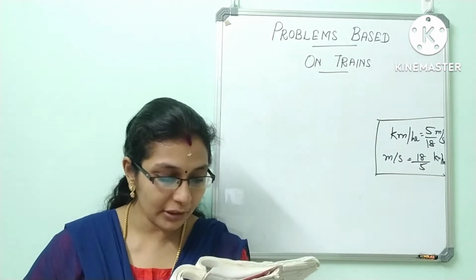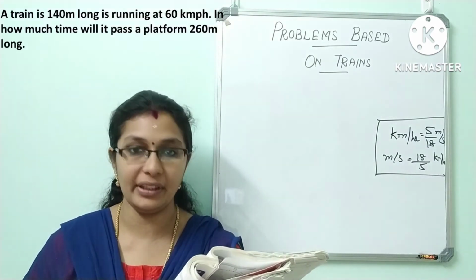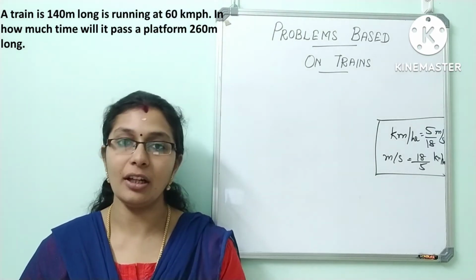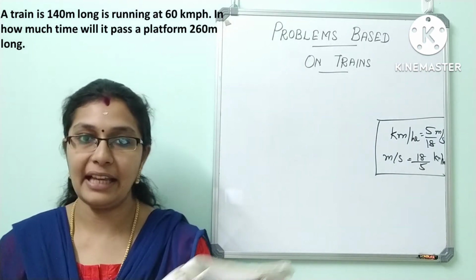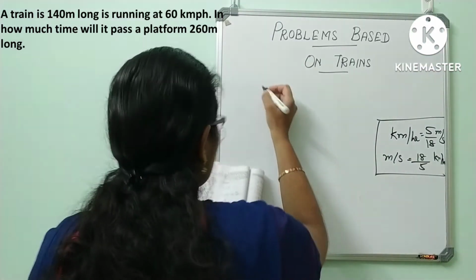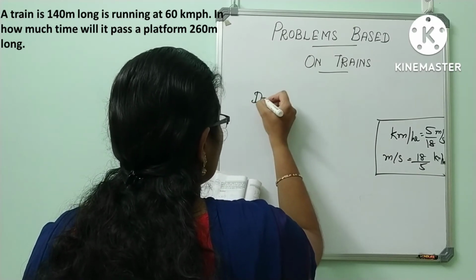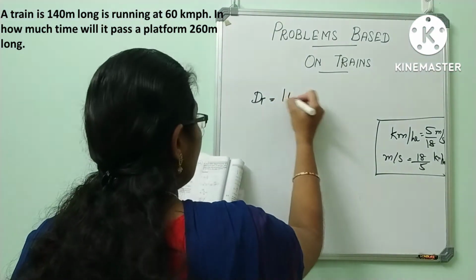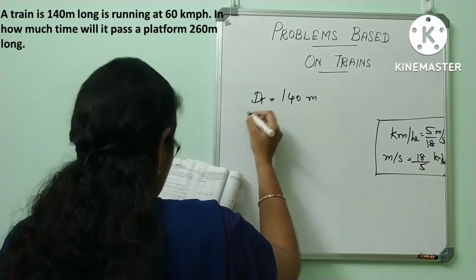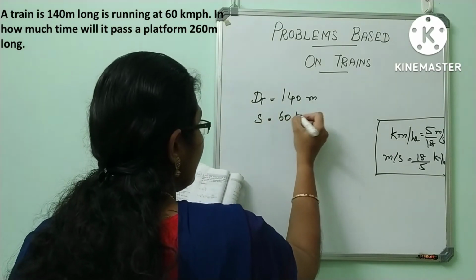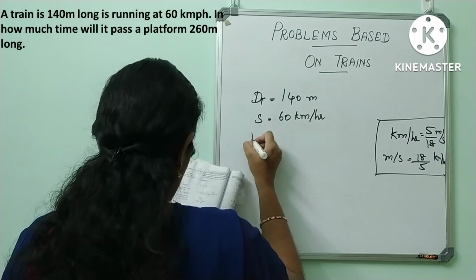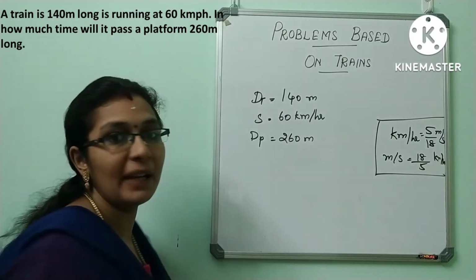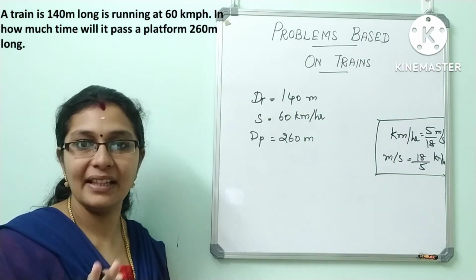A train 140 meter long is running at 60 km per hour. In how much time will it pass a platform 260 meter long? So the platform's length only they have given. Write down what all the data given. Train's length, let me denote as dt, train's distance is 140 meter, and speed is 60 km per hour, and the platform's distance or length is 260 meter, and the speed of the platform they will not give because the platform is stationary, it is not moving.